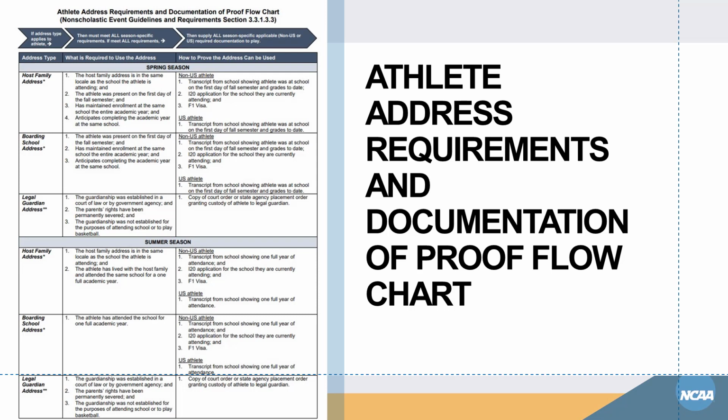The athlete address requirements and documentation of proof flowchart is available to help coaches determine if an athlete's address type meets the requirements and what documentation is required to be collected to prove they can use the address to play for your team.